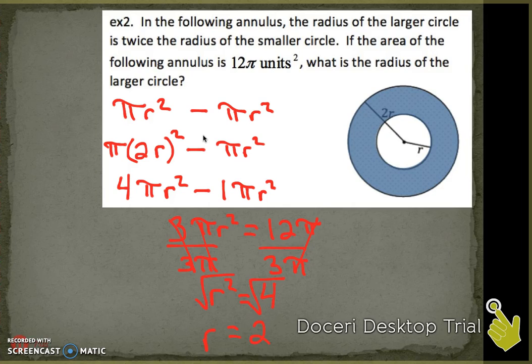But they want you to find the radius of the larger circle. Well, the larger circle has a radius of 2r. So 2r in this case would equal 4. So my larger radius is 4.